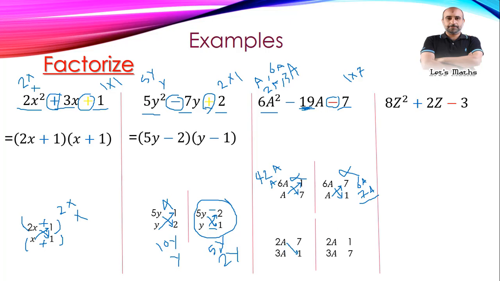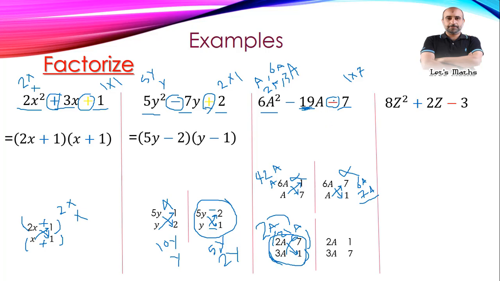2a multiply 1 equal 2a. 3a multiply 7 equal 21a. Yes, the difference between them is 19. Then that is what we are looking for. We do not need to check the last one because we have what we're looking for. Now our two brackets are 2a, 7 and 3a, 1.